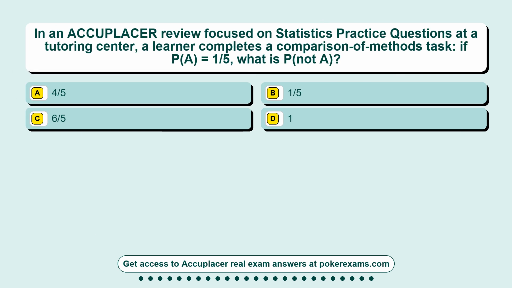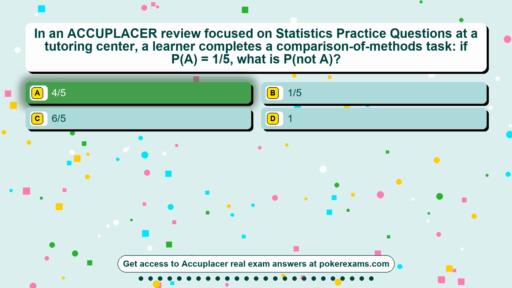Question 23. In an Accuplacer review focused on statistics practice questions at a tutoring center, a learner completes a comparison-of-methods task. If P(A) equals 1/5, what is P(not A)? Option A, 4/5. Option B, 1/5. Option C, 6/5. Option D, 1. The correct answer is option A, 4/5.